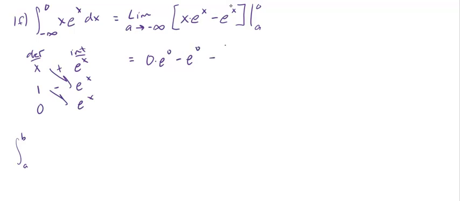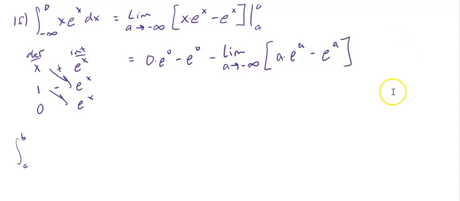And then I get minus, because that's the lower bound, limit as a goes to negative infinity of, I'm going to open a bracket now, and I wind up getting a times e to the a minus e to the a, and then close. Now let's deal with this first. So 0 times e to the 0 is going to be 0. The e to the 0 is 1, but then multiplying it by 0 gives me 0. And then I get minus e to the 0, which is minus 1.